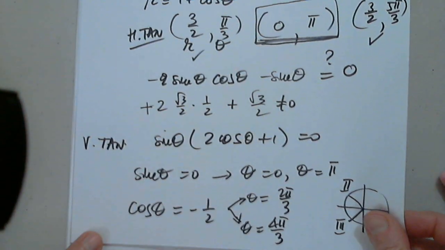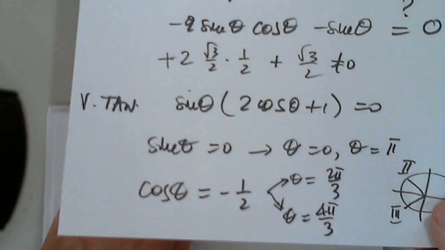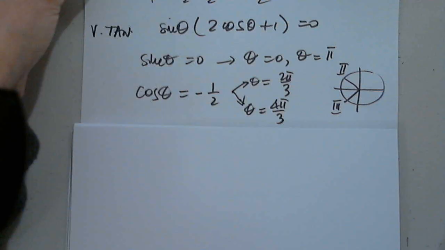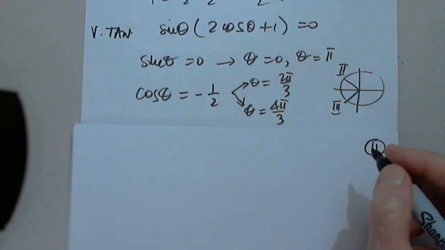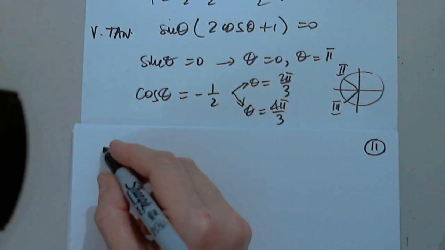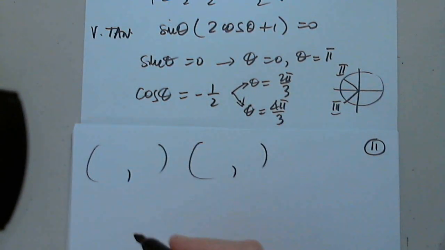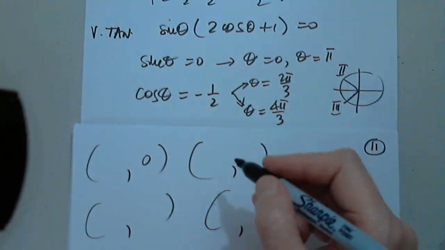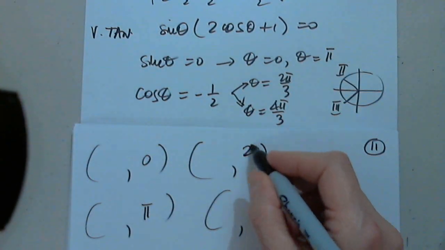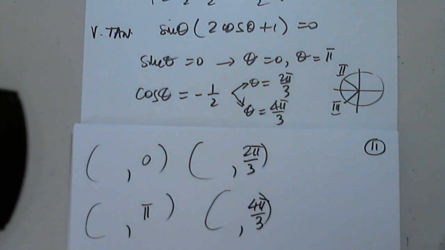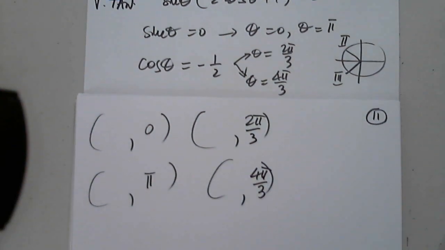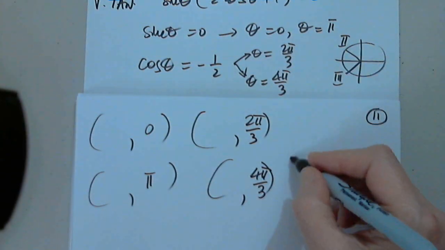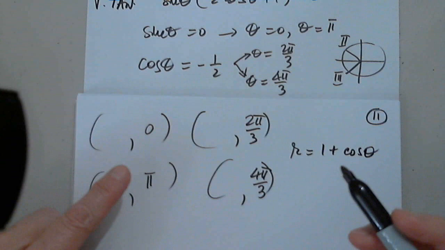So let's see what we get. So 0, pi, 2 pi over 3. So we're looking at 4 points this time: for 0, for pi, for 2 pi over 3, and for 4 pi over 3. Okay. So back to r equals 1 plus cosine theta.